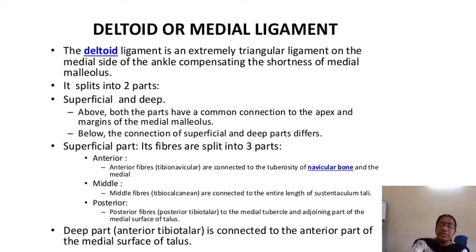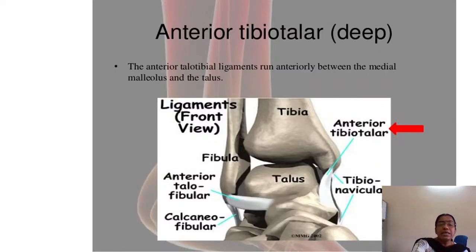The deep part is connected to the medial surface of the tibia. You are seeing the malleolus, extending up to the talus. So the deep part of the medial ligament or the deltoid ligament is the anterior tibio-talar ligament, which runs anteriorly between the medial malleolus and the talus. So this is called the deep ligament of the deltoid ligament.